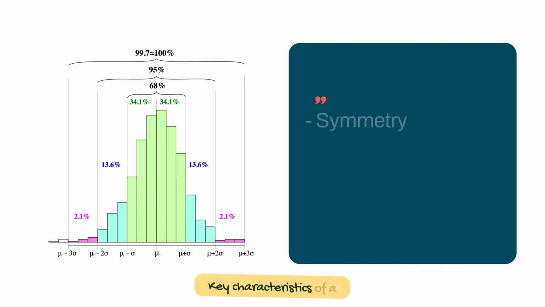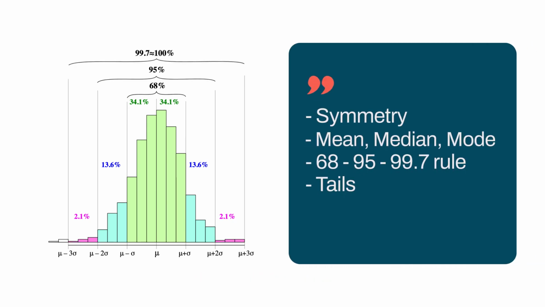Key characteristics of a normal distribution. Symmetry. The distribution is perfectly symmetric around the mean, median, and mode. All three are equal and located at the center.